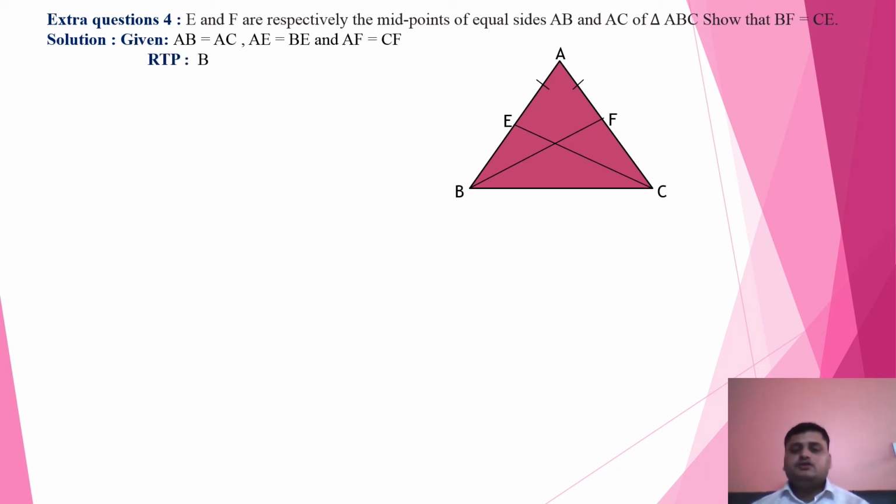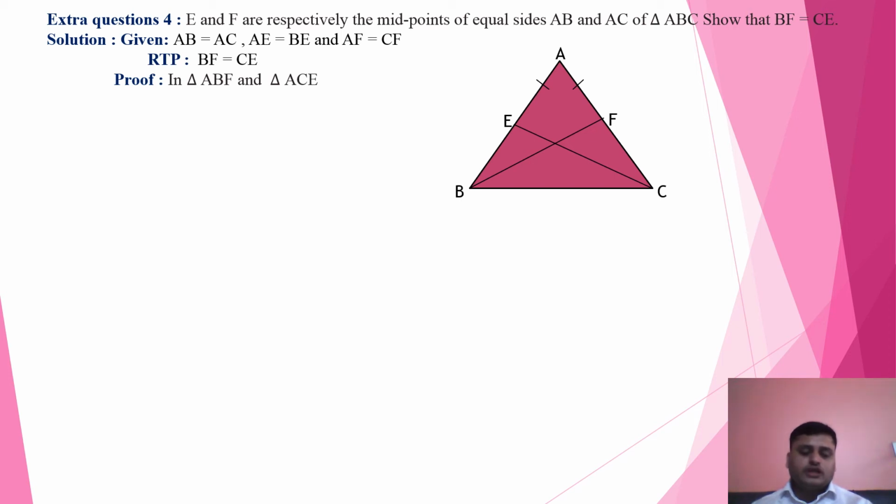It means that AE is equal to BE and AF is equal to CF. In RTP we need to prove BF is equal to CE. Now let's begin the proof. We will take those two triangles, that is one triangle is ABF, another triangle is ACE.